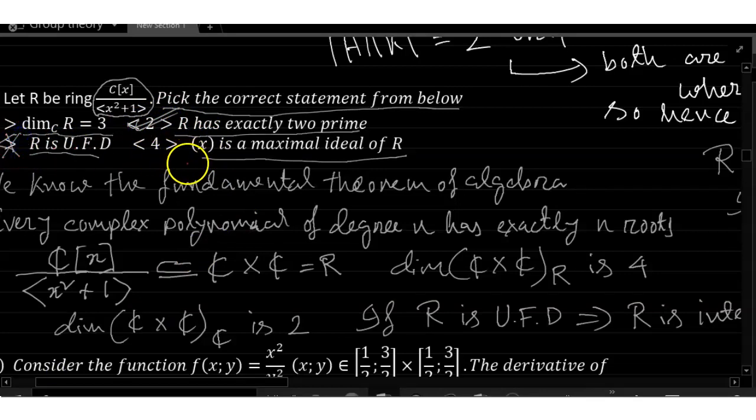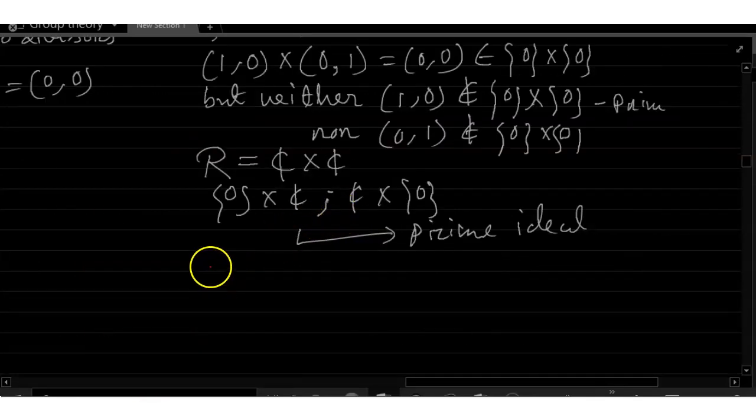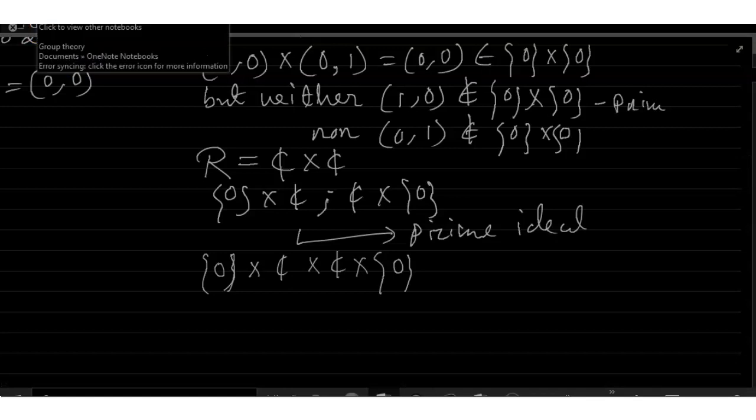And X is a maximal ideal of R, so this is correct. This is a prime ideal because 0 cross C and C cross 0 are both in R. So friends, I hope I can clear this concept.